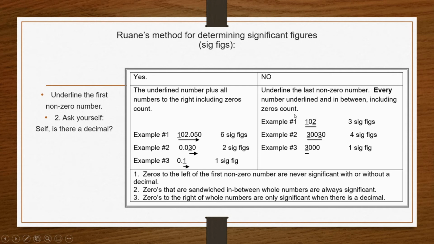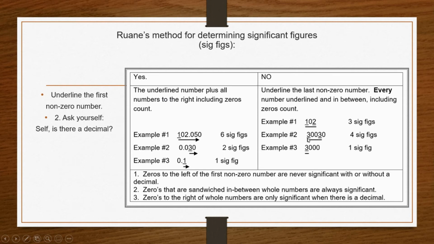Okay, now, what if you ask yourself, is there a decimal? And you say no. Now I still first underline the first non-zero number. If there's not a decimal, I underline the last non-zero number, and everything in between counts. So right here, this is 3 significant figures.